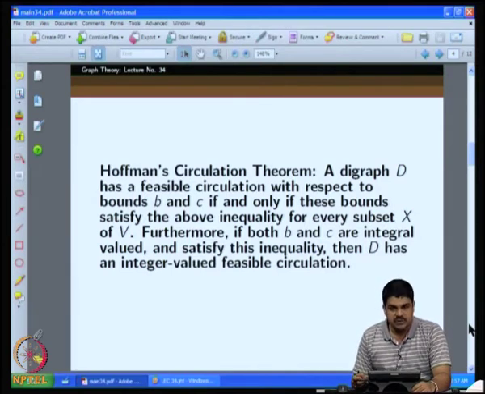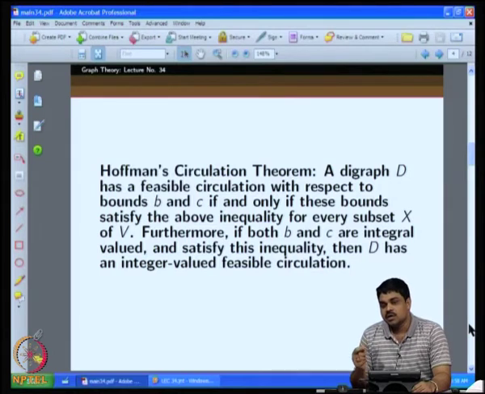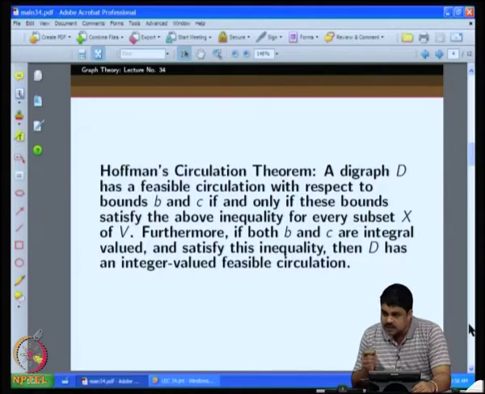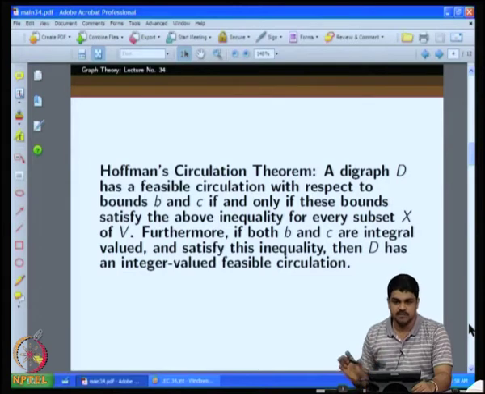What we have just now seen is that if this condition is not satisfied, we cannot have a feasible flow. In other words, if there is a feasible flow, this condition will be satisfied. On the other hand, we will show that if this condition is satisfied, then we can indeed get a feasible flow. How to get a feasible flow, we will show.